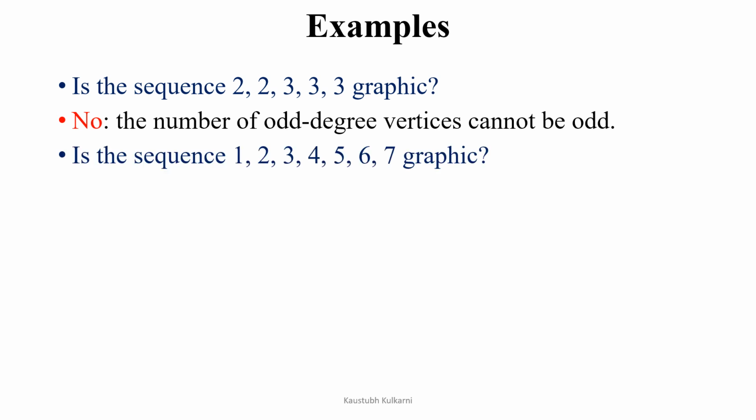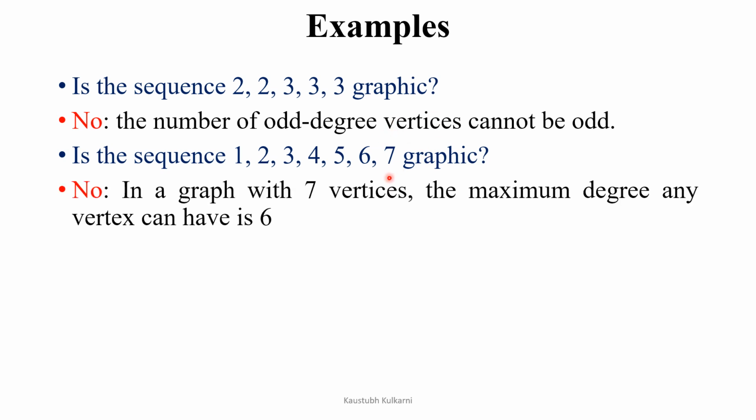Second one, is the sequence 1, 2, 3, 4, 5, 6, 7 graphic? So first thing to note over here, there are 7 numbers in this sequence. So 7 vertices. A degree of a vertex in a simple graph has to be less than the number of vertices. Cannot be 7, so it is not a degree sequence, not a graphic sequence.